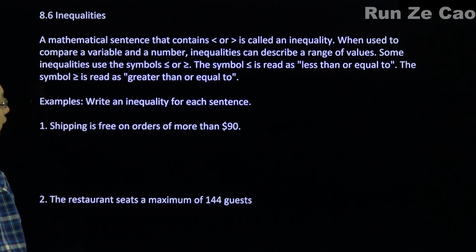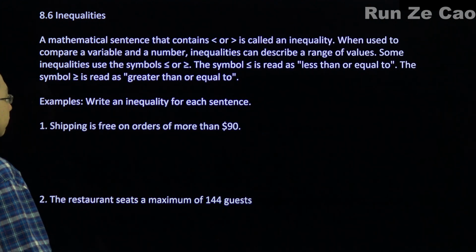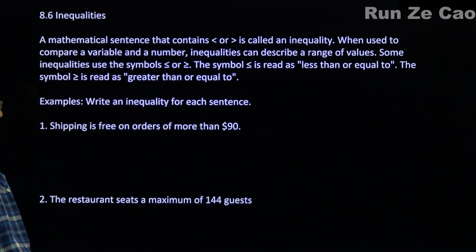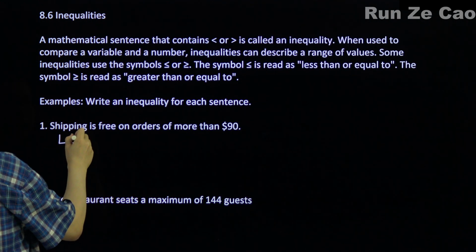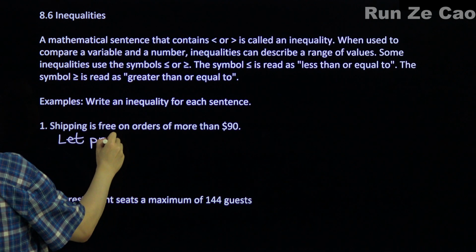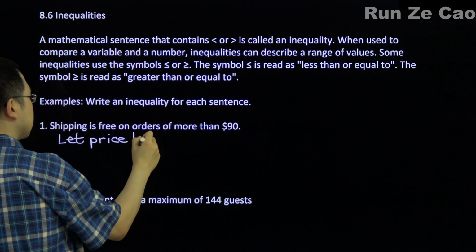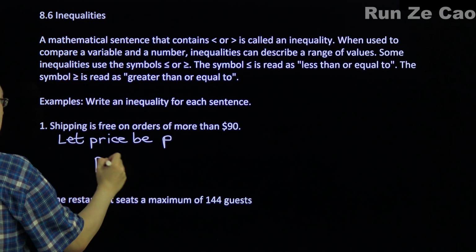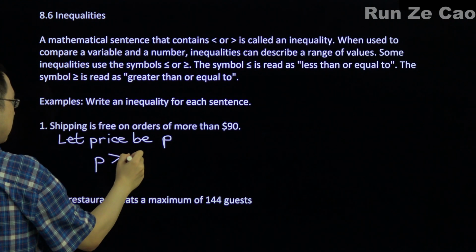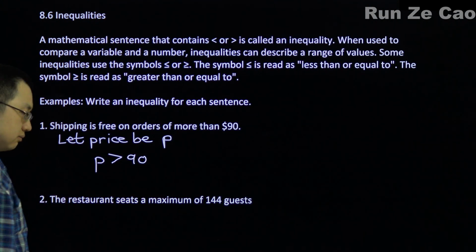Write an inequality for each sentence. Shipping is free on orders of more than $90. Well, the price, let price be P. P is greater than 90.